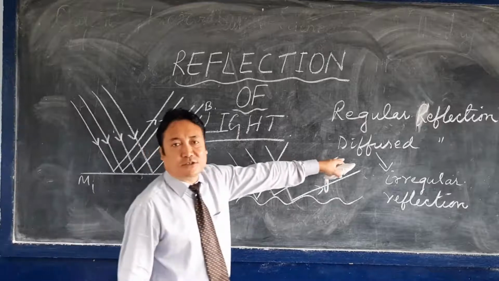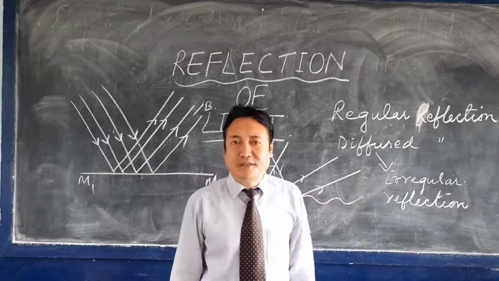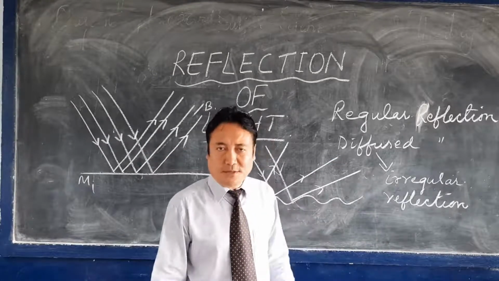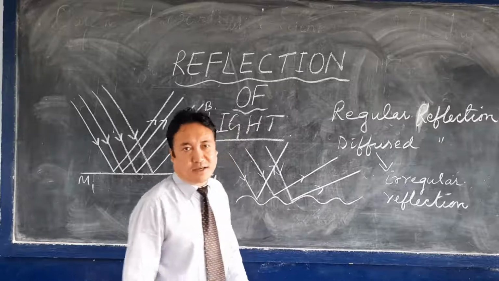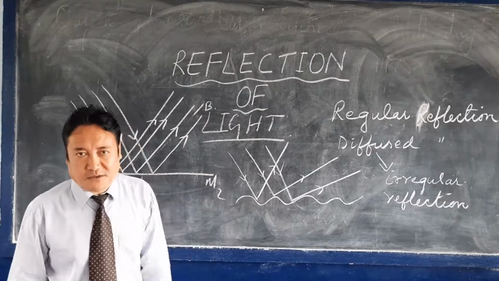And irregular reflection is also known as diffuse reflection. Diffuse means to spread out. Okay, the rays of light get spread. So this is about the types of reflection.